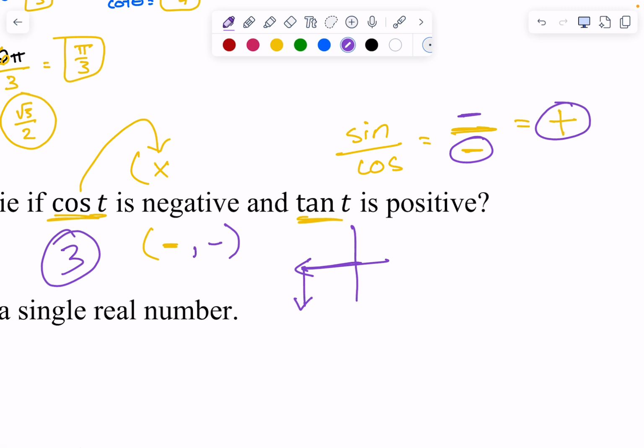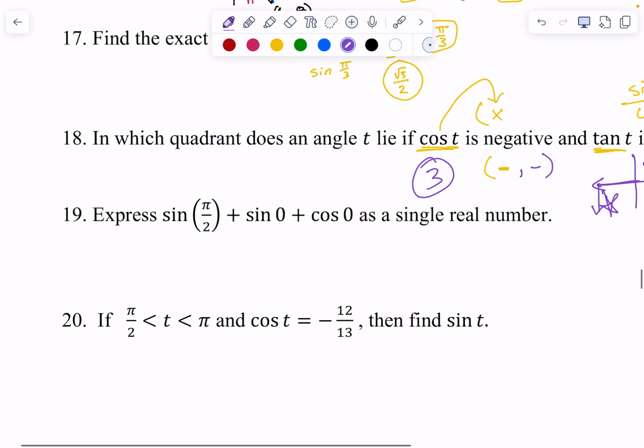Yeah. There's only 2 quadrants where tangent is positive. It is the first one and the third one. But which one has cosine that's negative? The third one. Got it? Yeah, not too bad. Okay, express this as a single real number.